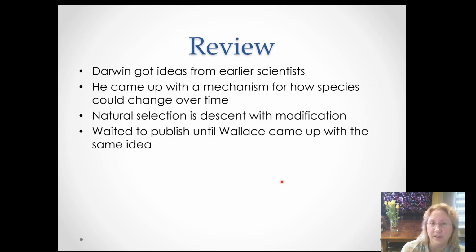We talked about in this chapter that Darwin got some of his ideas, the fact that evolution is occurring, that species are changing over time, from earlier scientists, from Lamarck, from his own grandfather, who thought species changed over time. But he came up with a mechanism. He was the first person to come up with the mechanism that we call natural selection, which he called descent with modification. And there were also other things that he was the first person to come up with.